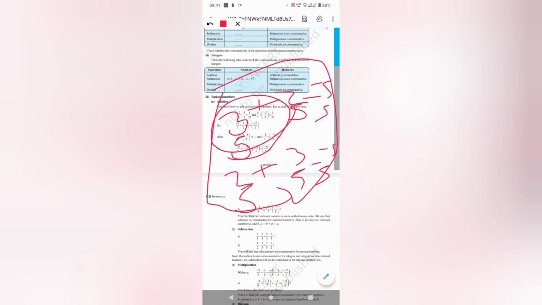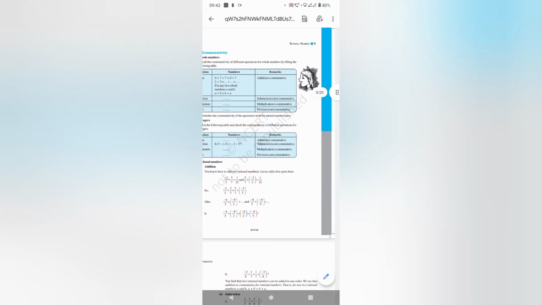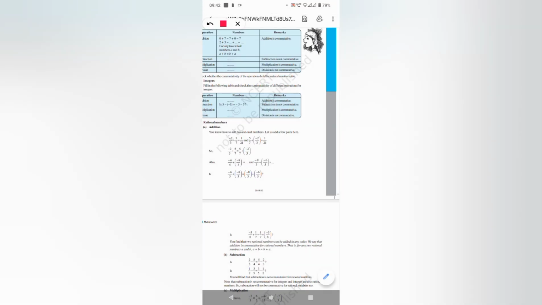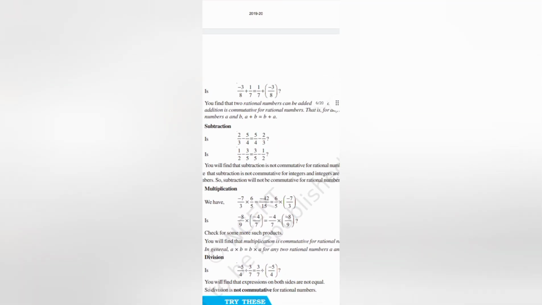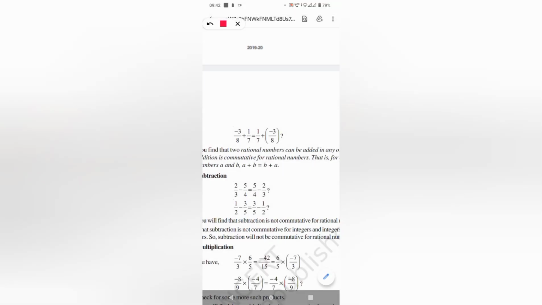We can write in many ways, but the commutative property is not valid in subtraction. Wait one minute, children, see here. Are you able to see? Yeah. 2 by 3 minus 5 by 4 is not equal to minus 5 by 4 minus 2 by 3.